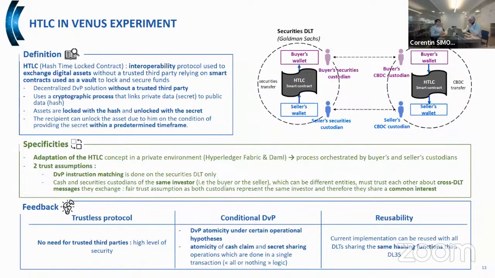One last point about reusability. The current implementation can be reused with all DLTs sharing the same hashing functions as DL2S. And that's because in order to implement HTLC, the two networks must use the same hashing algorithm to lock the assets.